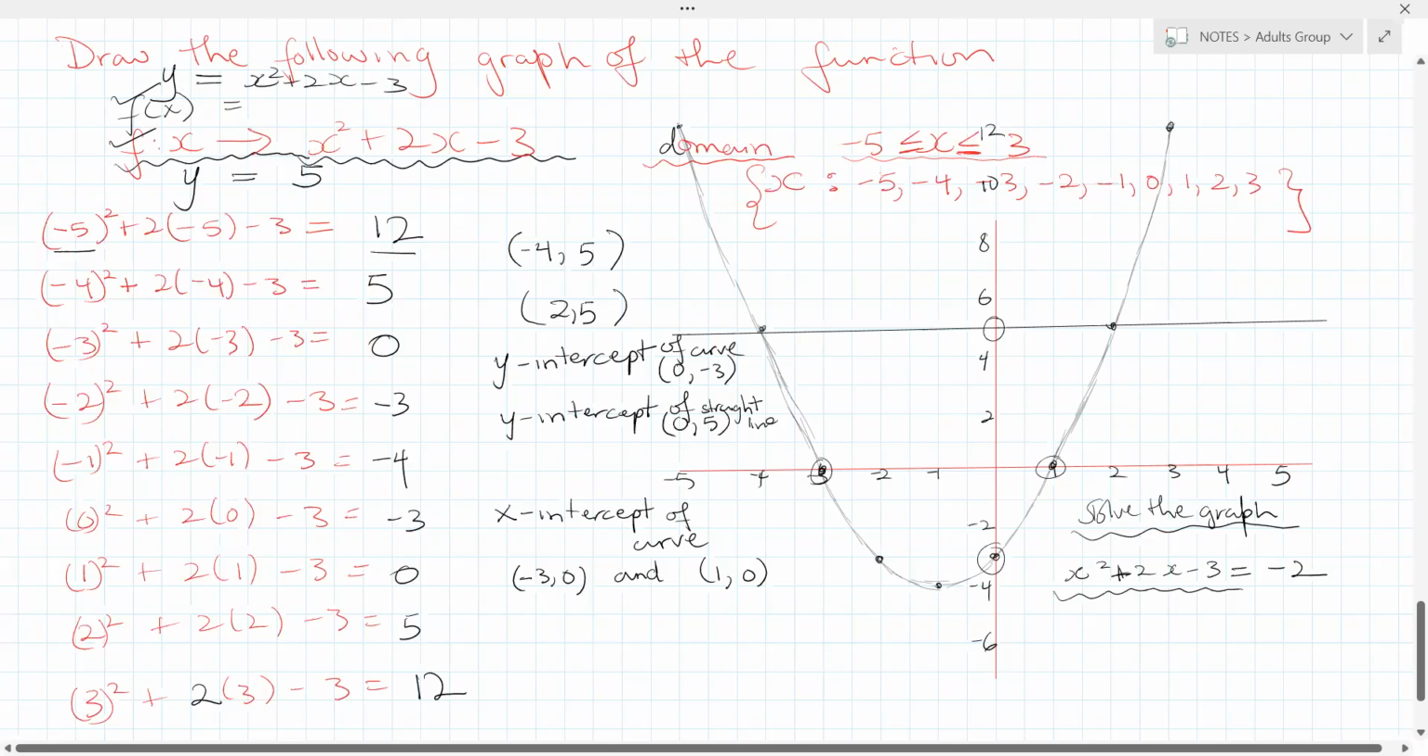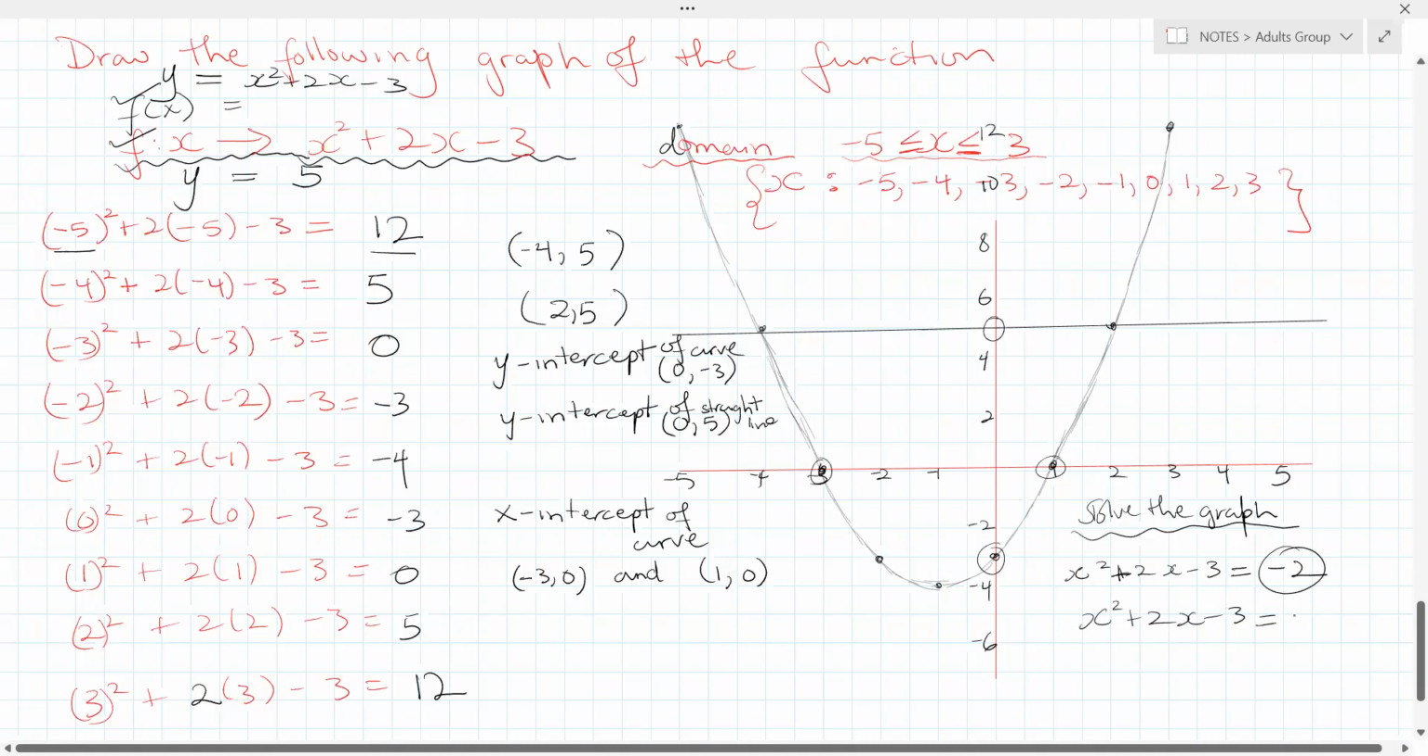Y is always, well, this is the most common way somebody will give you a function. Y is equal to x squared, well, y is equal to the function. So if they say the function is equal to -2, what is that telling you here? That this is equal to what? So if I can write this as x squared plus 2x minus 3, it is equal to what?